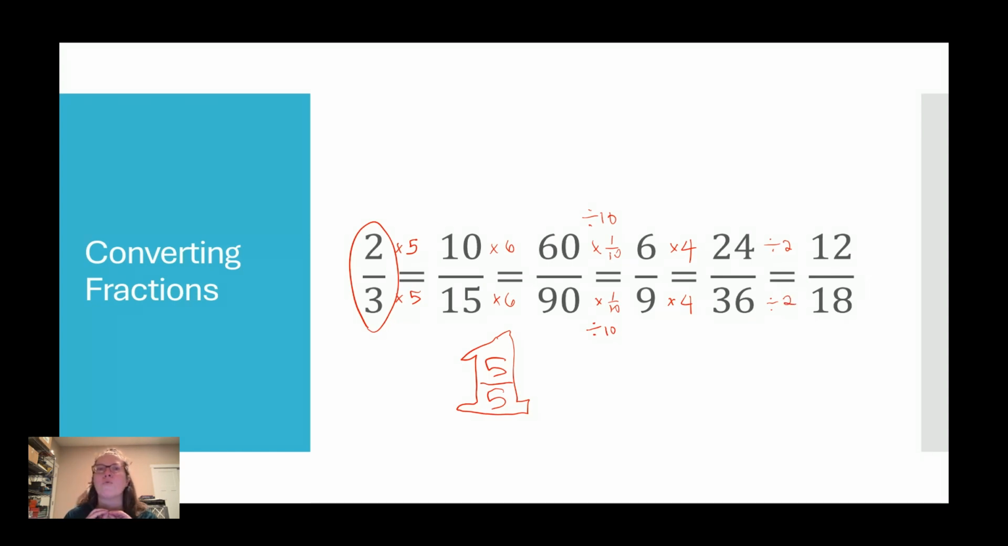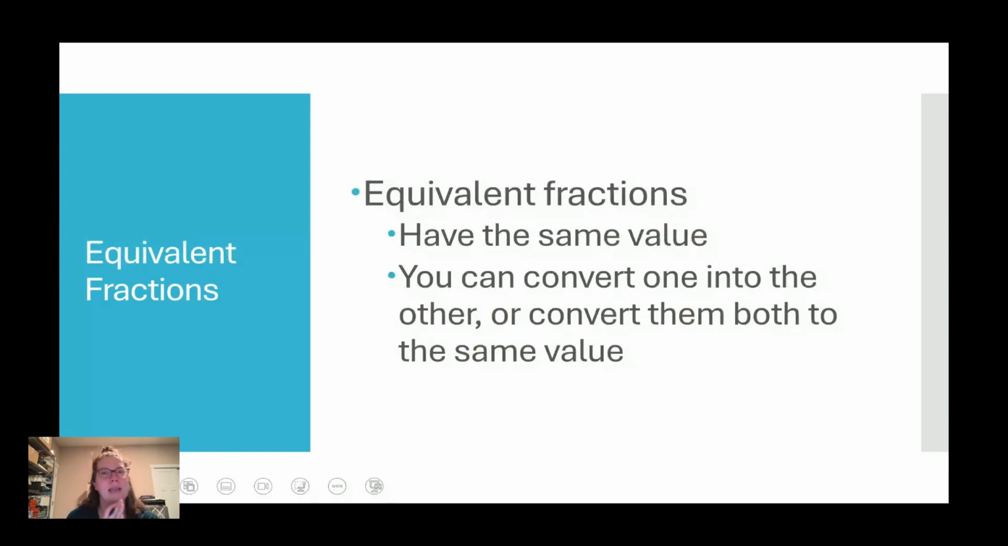So you want to get really, really used to changing fractions to other equivalent fractions. It's going to make your life so much easier. Equivalent fractions have the same value, and you can take one and make it into the other, or you could change them both into a different one that had the same value. Equivalent fractions, same value.